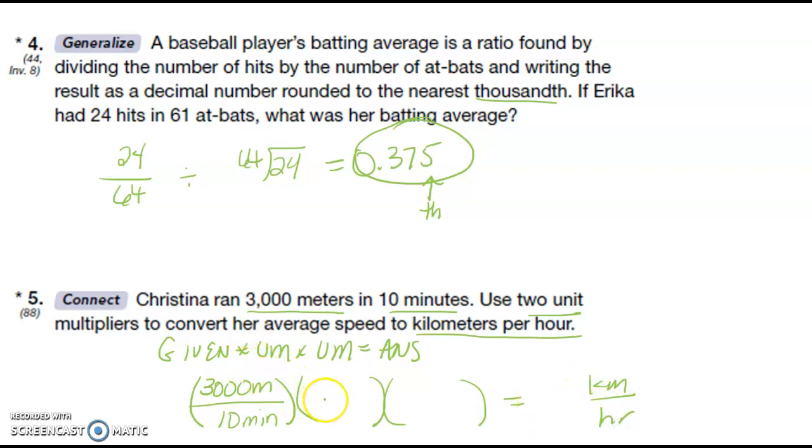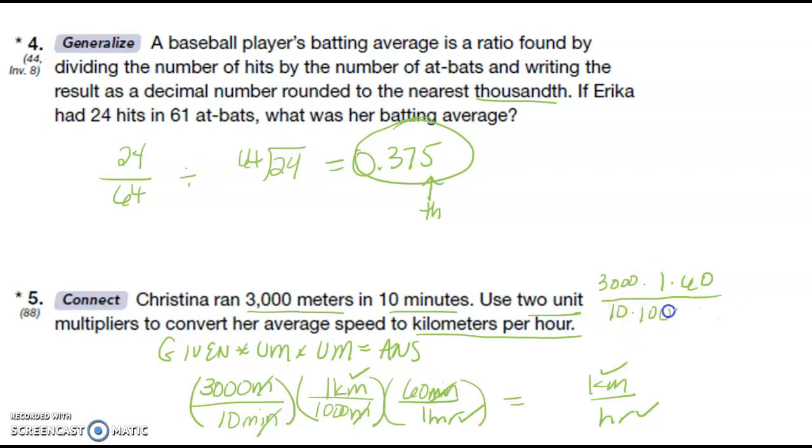So let's do meters to kilometers first. I know that there's 1,000 meters in 1 kilometer. So that gives me my top unit. And then there's 60 minutes in 1 hour. So my minutes cancel and I get my bottom unit. So what I have is 3,000 times 1 times 60 over 10 times 1,000 times 1. And I get 18.